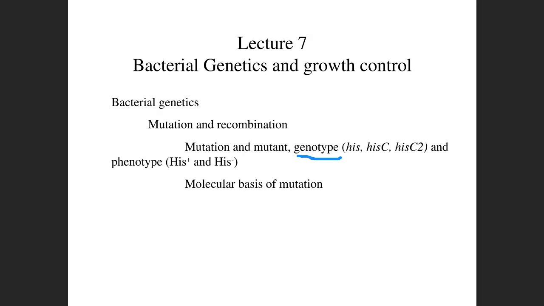When you see a number after the gene, it refers to a mutation. So his C2 is a mutation, and his C2 is the second mutation that's isolated. Each time we isolate or identify a mutation, we give it a number, and then we figure out what the actual change is. So that's the genotype. The phenotype is easier. His C plus means it's capable of making histidine. His C minus is a bacteria incapable of making histidine.